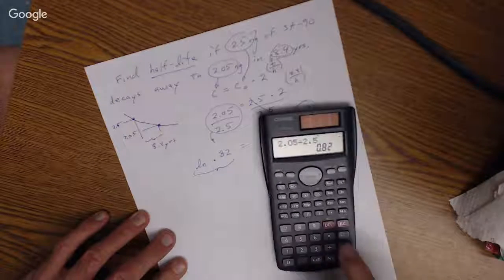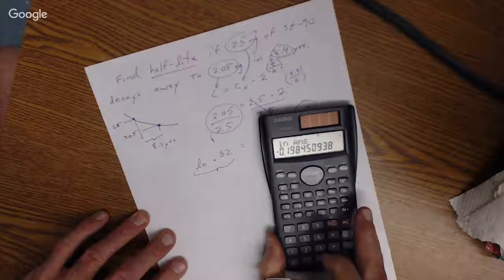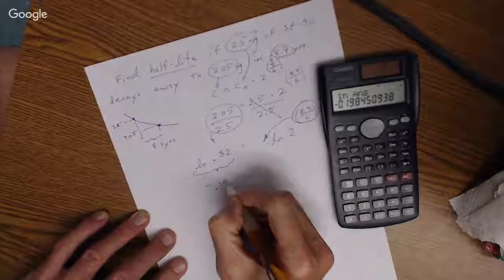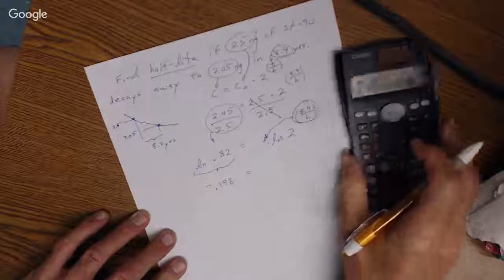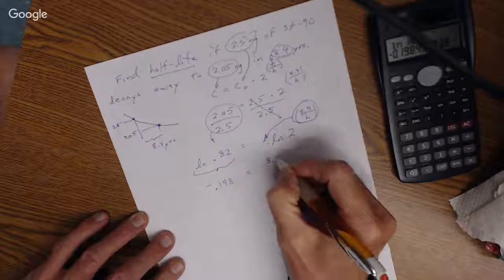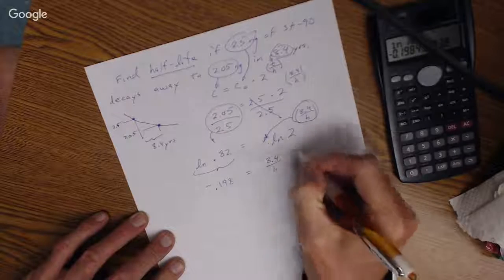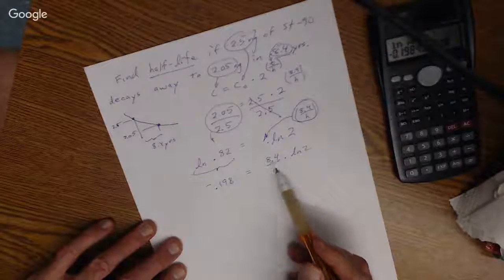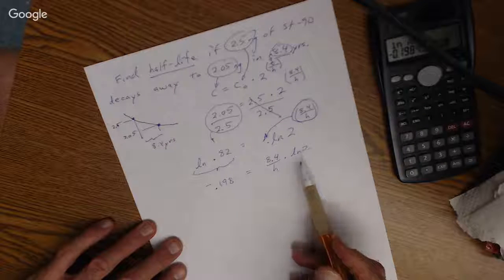On the left side, I'm going to take the ln of 0.82. So let me find out what that is. ln of 0.82 is negative 0.198. And over here I have 8.4 divided by h times ln of 2. So I've got a fraction down there in front of ln2 multiplying.